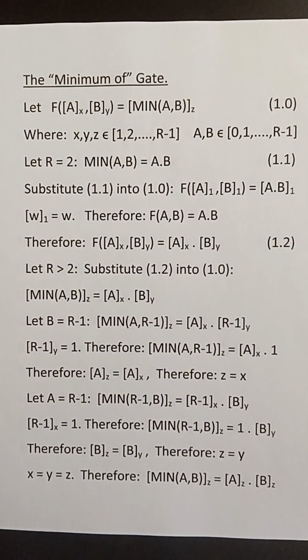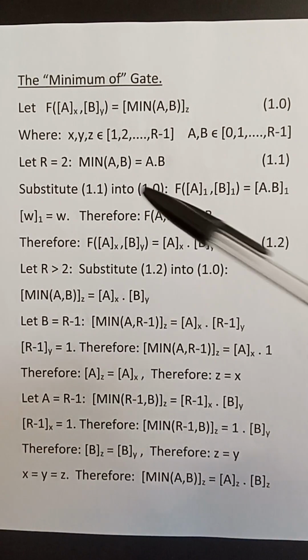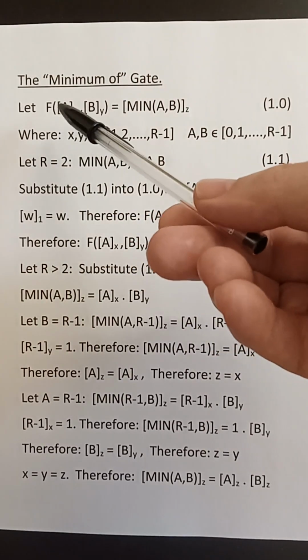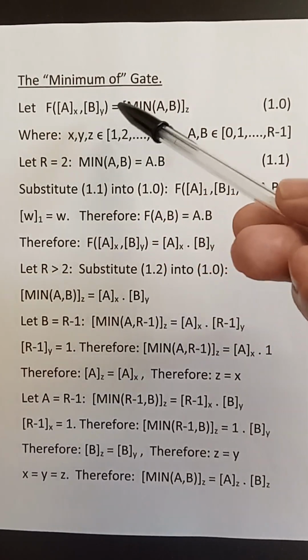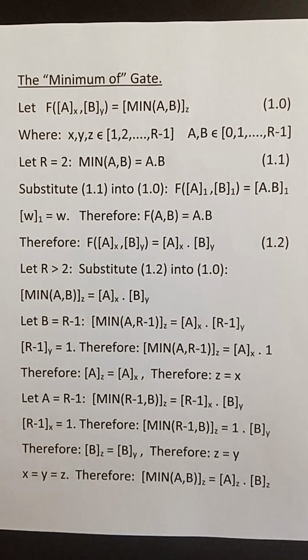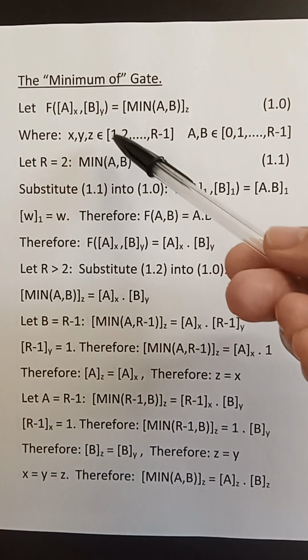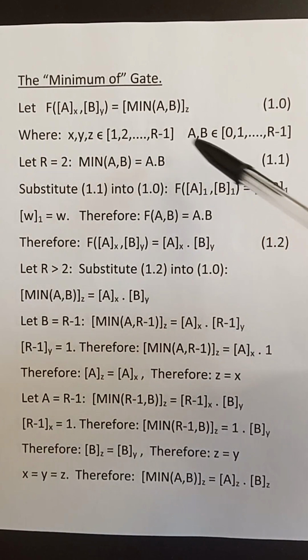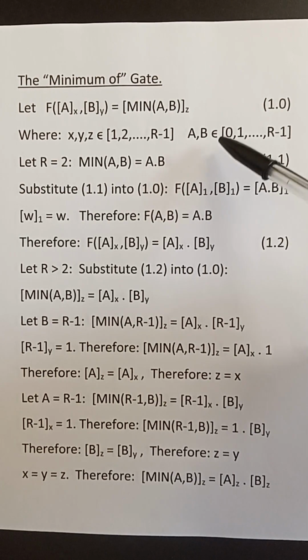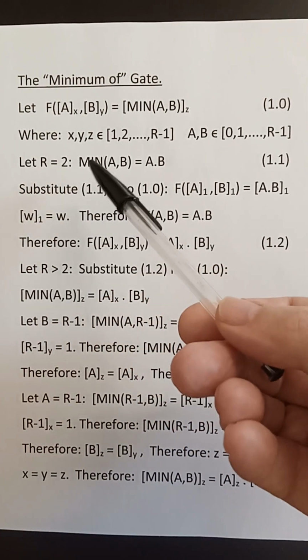So here we're going to do the minimum of gate. First of all, we're going to let f of a to the x comma b to the y equals minimum of a and b to the z. Now where x, y and z equal 1 to r minus 1 and a, b are members of 0, 1 to r minus 1. So first we let r equal 2, which is binary.